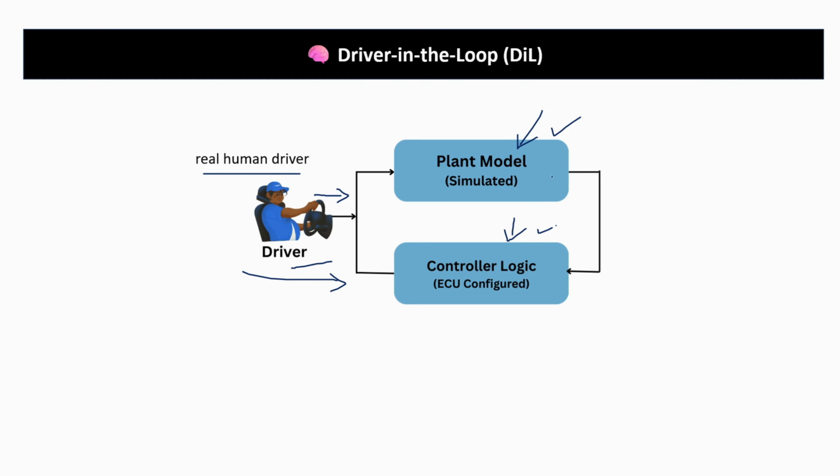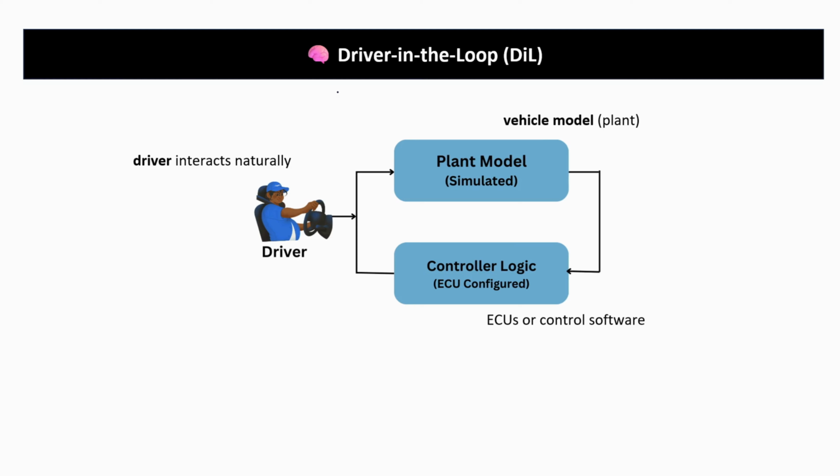The entire system operates in a closed loop. The driver provides inputs, the vehicle model and ECU respond, and those reactions are fed back to the driver through visual, motion, and haptic feedback. This forms a real-time human-machine system. It's like a video game but with the full engineering precision and real automotive control logic running underneath.